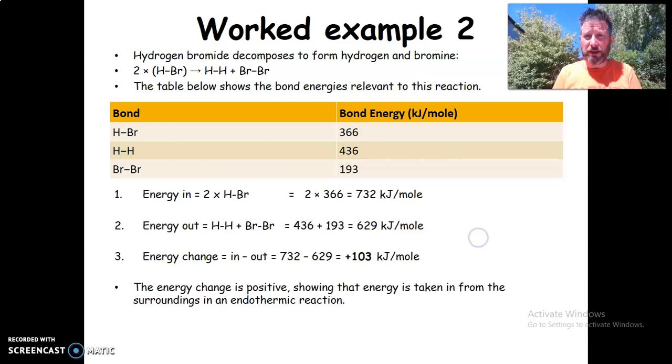This time delta H is positive, which means it's endothermic. Now, if you remember, when we looked at exothermic and endothermic, decomposition reactions tend to be endothermic, and lo and behold, this is a decomposition and it's endothermic there.